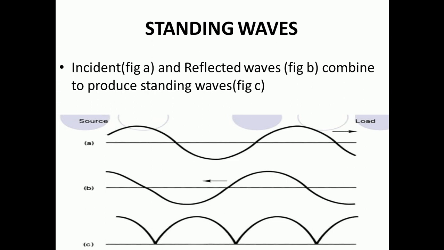Now what is called a standing wave? Standing waves are nothing but a combination of the incident and the reflected wave. Again, the diagram very clearly depicts this. Figure A defines the incident wave from the source to the load, and figure B defines the wave from the load to the source, so it is the reflected wave. A combination of the incident wave and the reflected wave is what is called a standing wave, which is figure C.